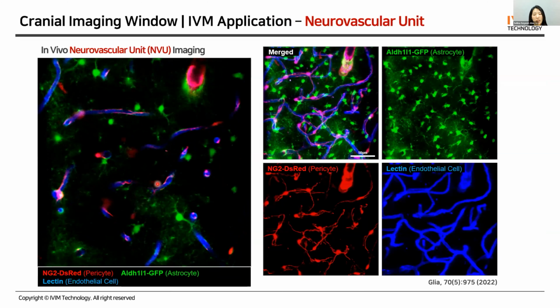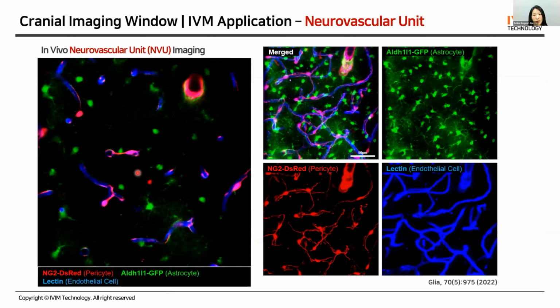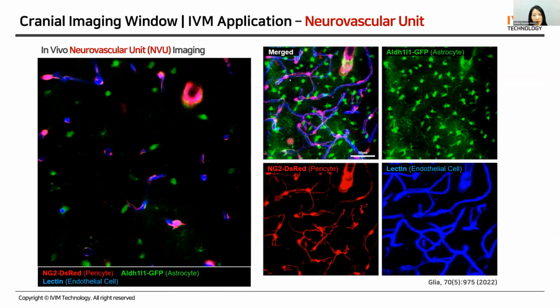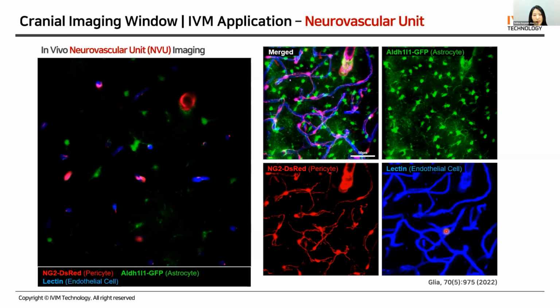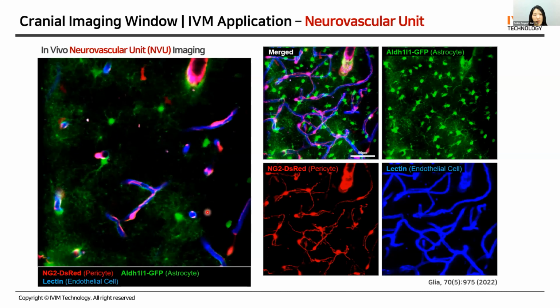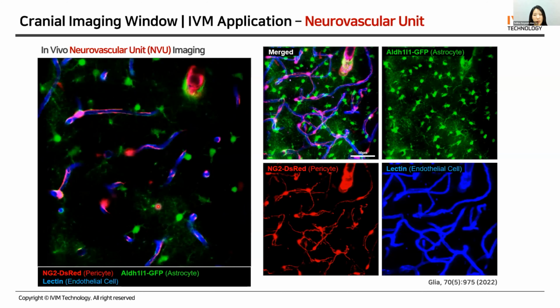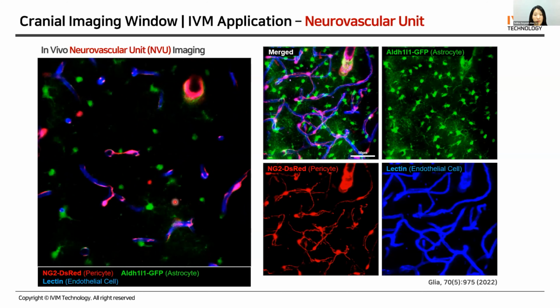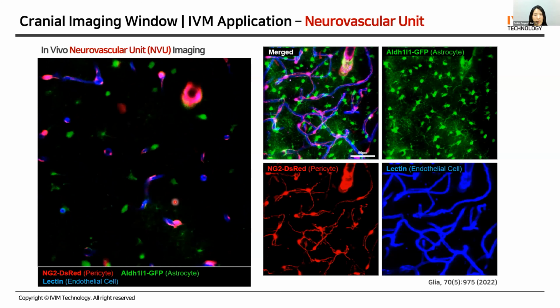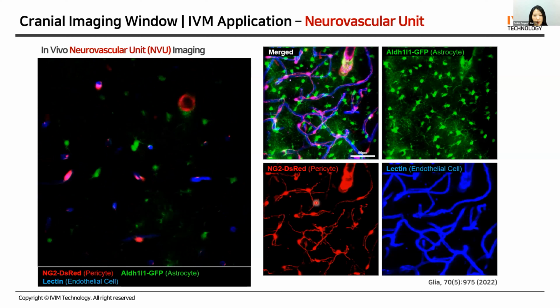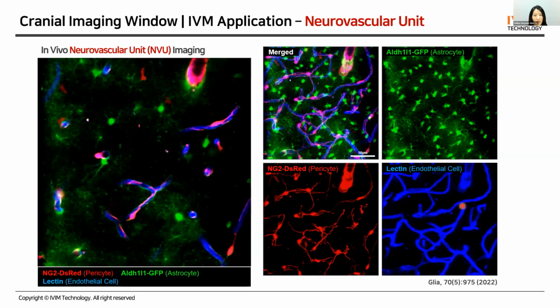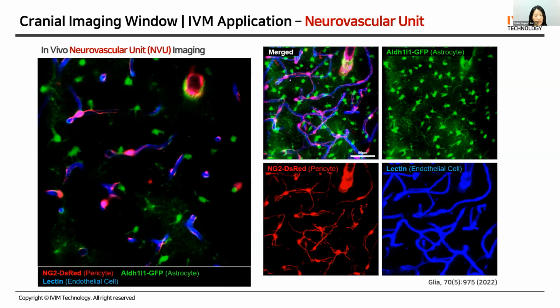Also, we can visualize the neurovascular unit, which is composed of the astrocyte, pericyte, and vascular endothelial cell in the cerebral cortex. So finally, we can analyze the BBB integrity, especially the brain microvasculature integrity, by in vivo imaging analysis of the astrocyte, pericyte coverage, and the vessel inside the cerebral cortex.